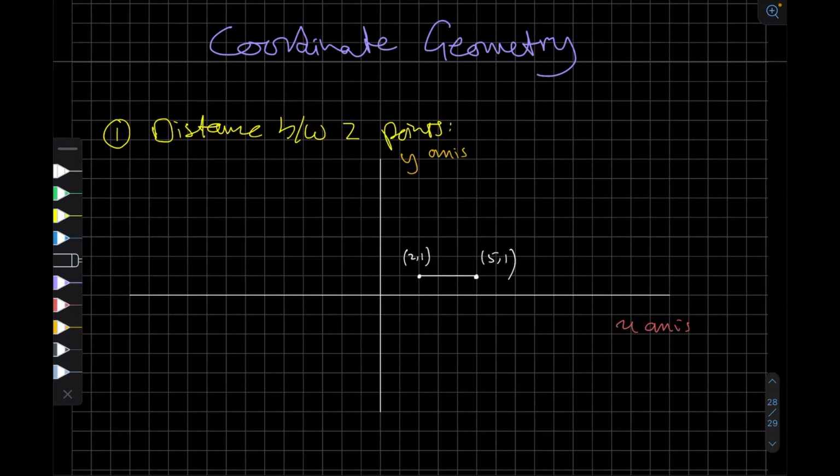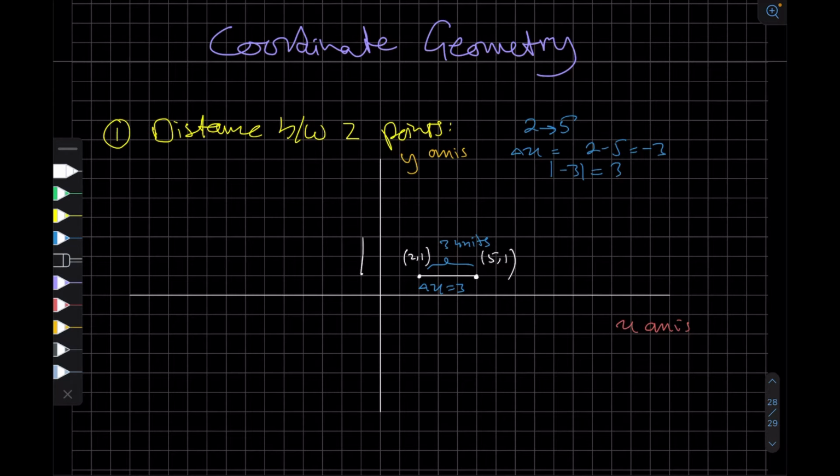We see that only x is changing, and x went from 2 to 5. So the change in x is 2 minus 5, which is minus 3. And since we are talking about distance, I will mod this, because distance is a scalar quantity, it cannot be negative. So the change in x over here is 3, and so we can conclude that this length is 3 units, because that's all that's happening.